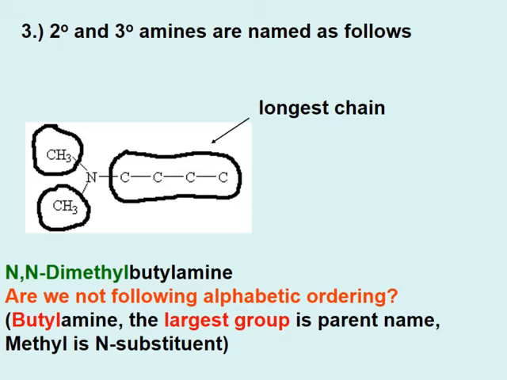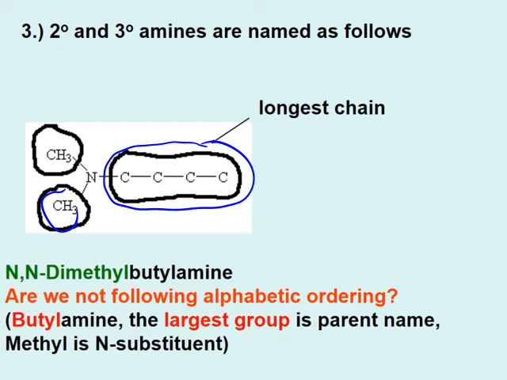Now, if you have 2-degree and 3-degree amines, you look for the longest carbon chain. Like in this case, I left out hydrogen. This is the longest chain. The longest chain has 4 carbons. Remember, 1 carbon would be methane, 2 would be ethane, 3 would be propane, 4 is butane. So obviously that's a butyl group, and the other 2 are methyl groups.